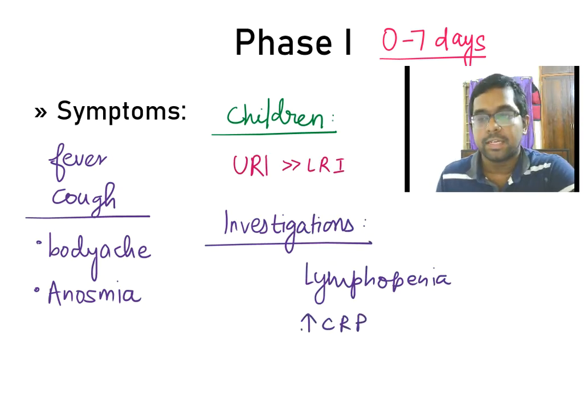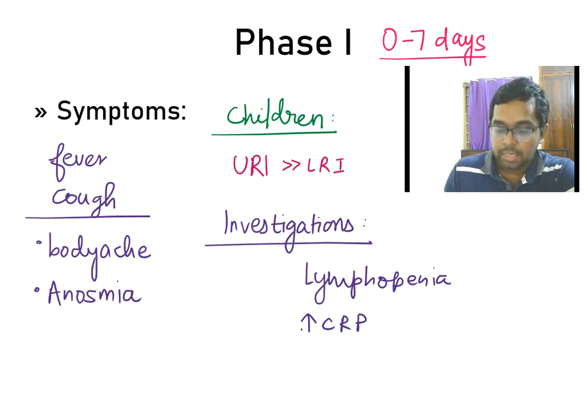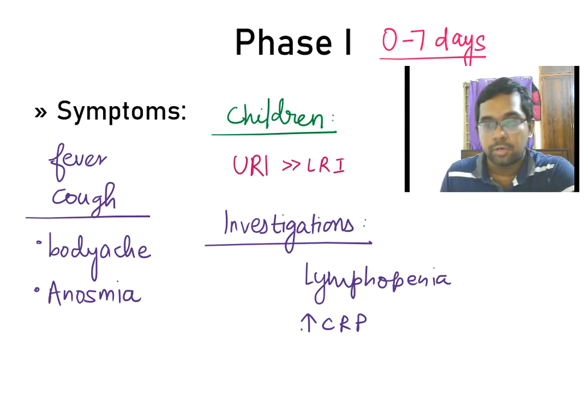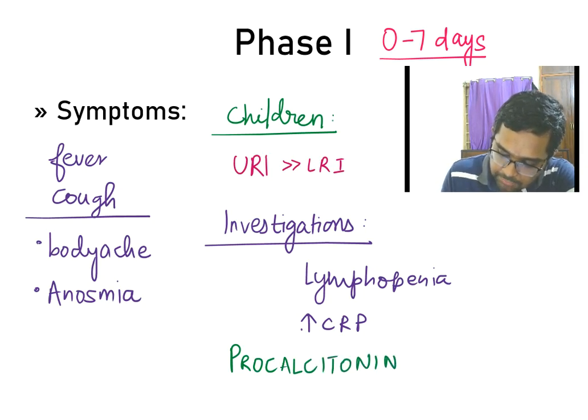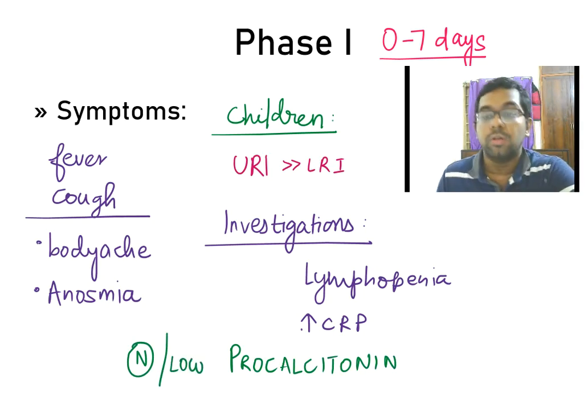What is CRP? C-reactive protein, which is an acute phase reactant. Now, here comes a very, very important point, which you all need to remember: procalcitonin levels. Procalcitonin levels will be normal or low if it is only a coronavirus infection.